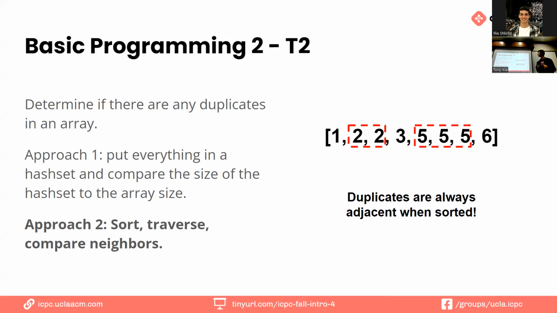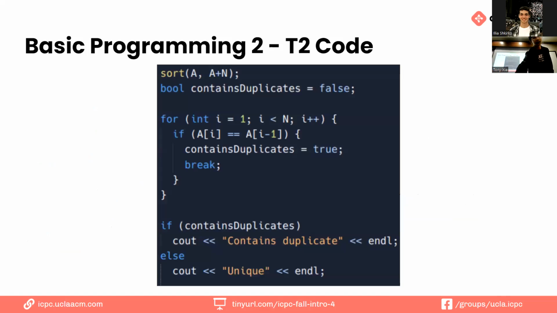One key observation to this problem is that duplicates after you sort the array are always adjacent. So look at this array, for example. The 2 and 2 are adjacent to each other, and now the 5s are together. So using this fact, we can solve this problem. Because this problem only asks us to find duplicates, once we found one pair of duplicates, we're done. So what we can do is simply iterate through the array and check all adjacent pairs of numbers to see if they are the same.